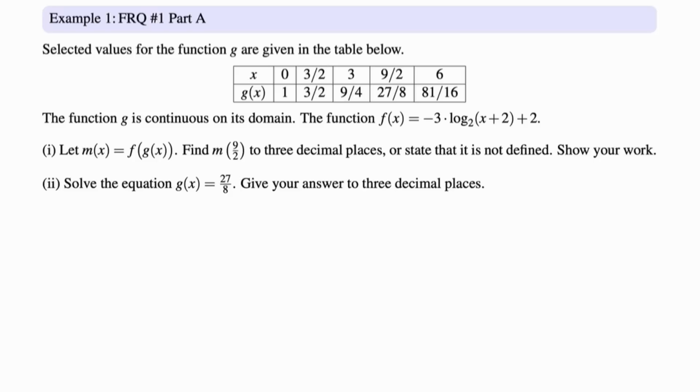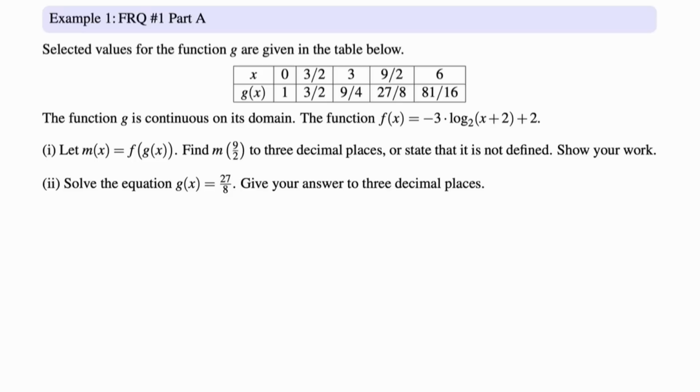This is what it will look like. You're going to be given a table or maybe a graph, and then you're given a function. Part 1, m of x is f of g of x. We're going to find m of 9/2 to 3 decimal places. I don't know, in my examples, they don't always work out that great, but the process is exactly the same.